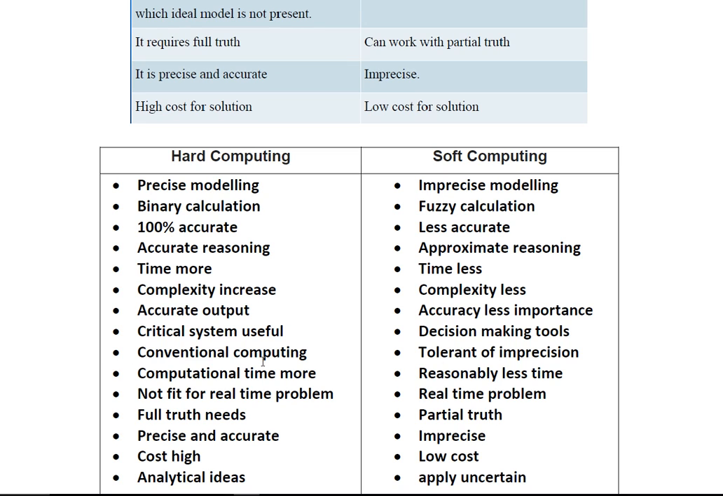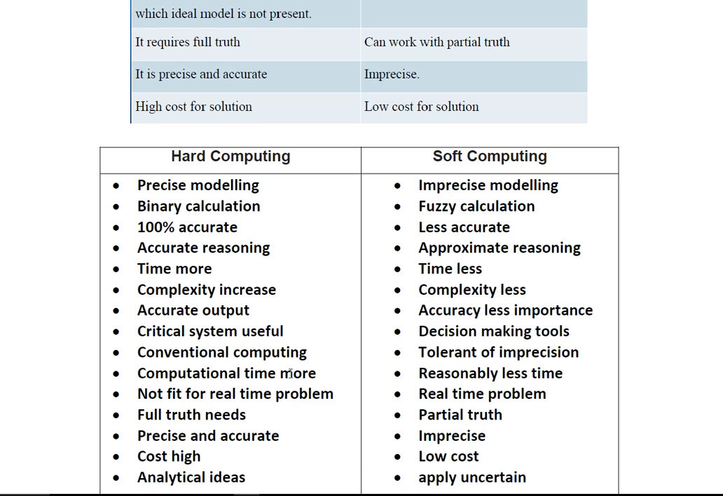Conventional computing is based on an analytical model, where we deal with numerical values, whereas soft computing is tolerant of imprecision. It does not look for the exact numerical values.